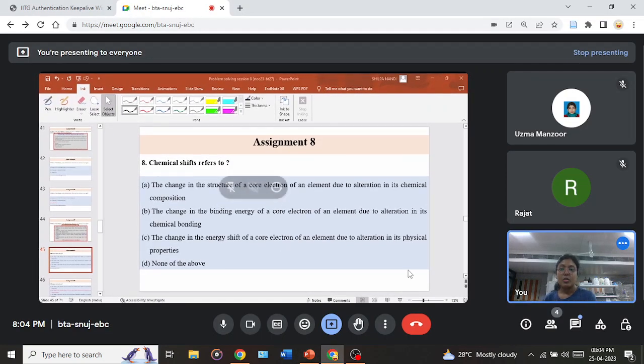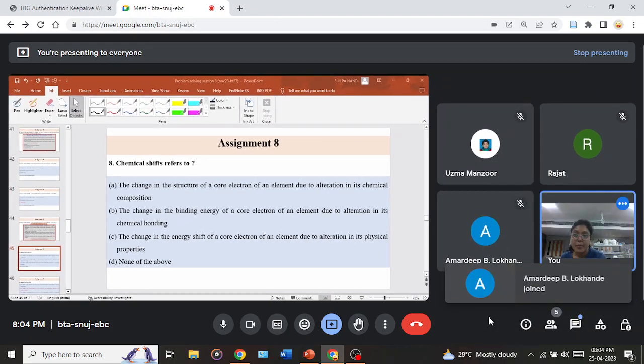So the next question is question number 8. Chemical shift refers to A. The change in the structure of a core electron of an element due to alteration in its chemical composition. B. The change in the binding energy of the core electron of an element due to alteration in its chemical bonding. C. The change in the energy shift of a core electron of an element due to alteration in its physical properties. Or last, none of the above.